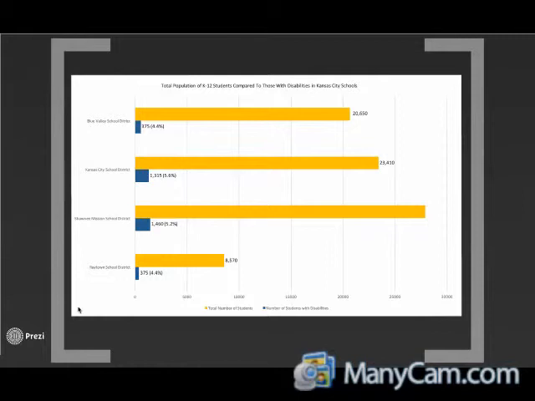23,410 students, with 1,315 being diagnosed with disabilities or who are receiving special education services, which is 5.6%. Raytown has 8,570 students in their school district, with 375 students in special education.